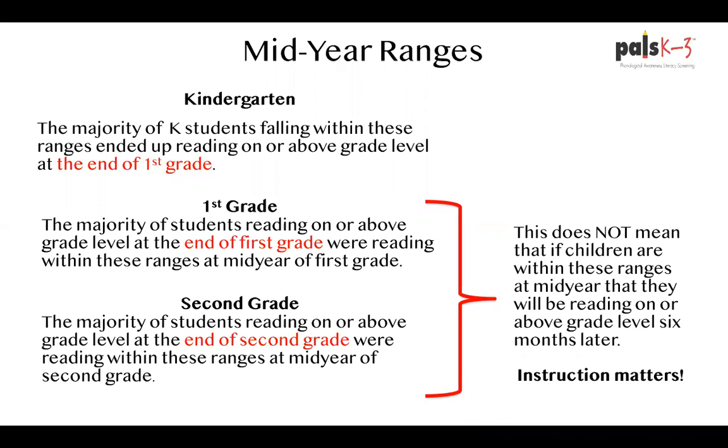So those are how the ranges were developed. Similarly, in first and second grade, the same information was taken, except that it wasn't so far off. It was just the end of that particular grade level. So the majority of students reading on or above grade level at the end of first grade were reading within those mid-year ranges in first grade. And same with second grade.